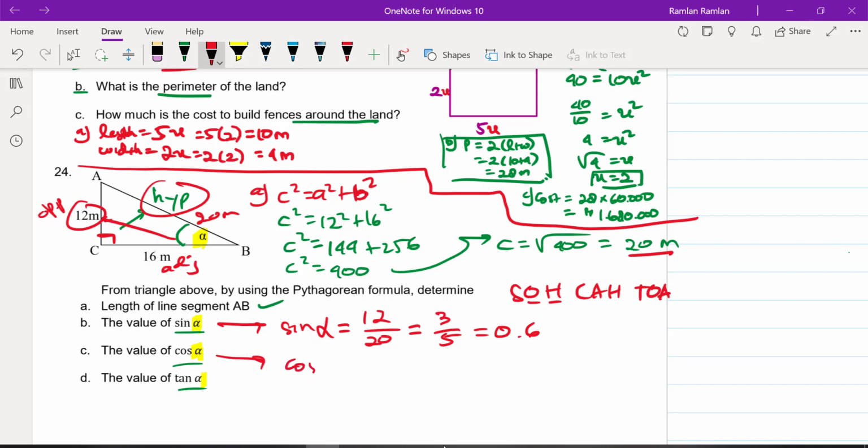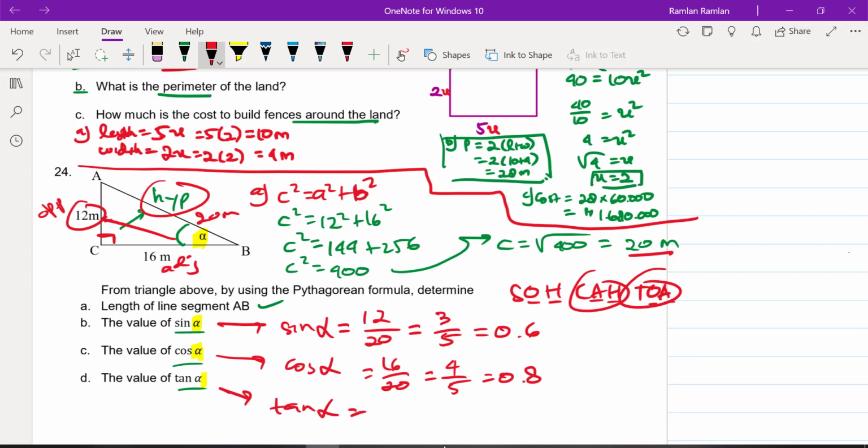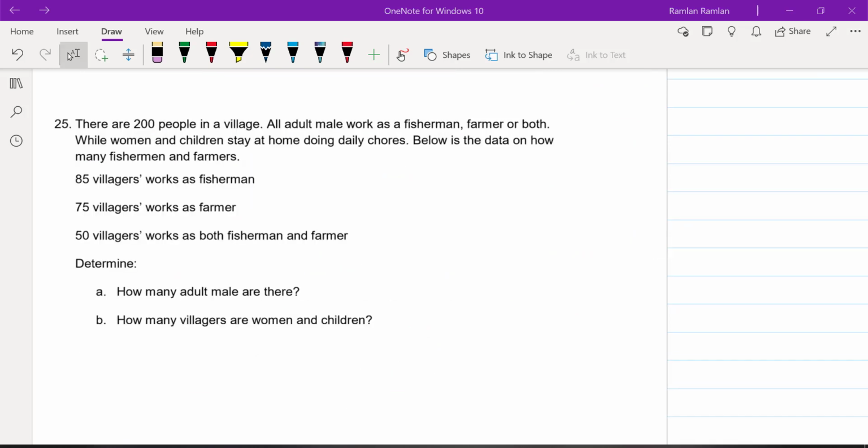Next is cosine alpha, so we use CAH. CAH means adjacent over hypotenuse. The adjacent is over here and the hypotenuse over here, so that is 16 divided by 20. Dividing the numerator and denominator by 4, you get 4 over 5, or 0.8 as a decimal. The last one is tangent, so we use TOA, which means opposite over adjacent. That is 12 over 16, which simplifies to 3 over 4, or 0.75.